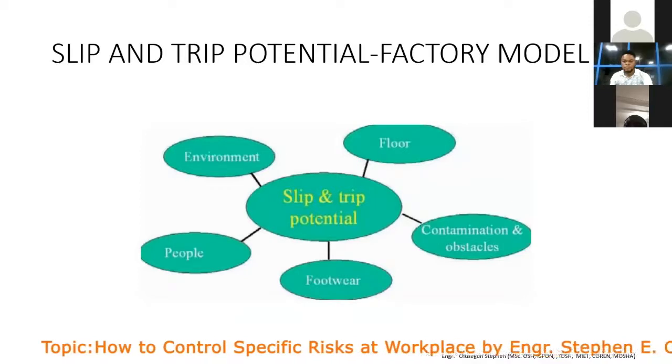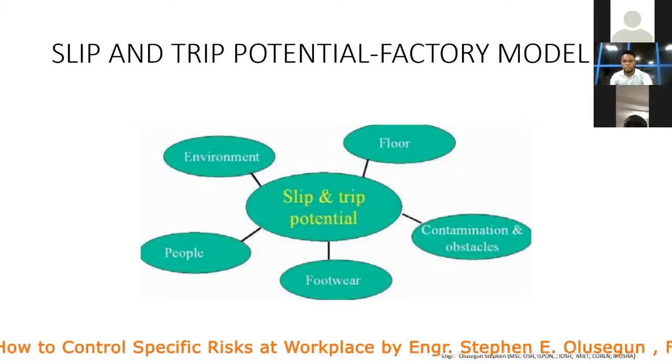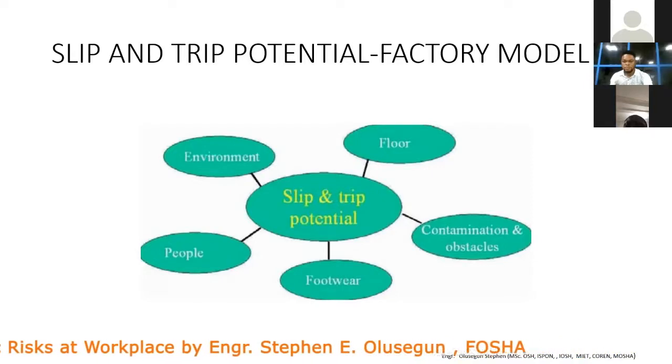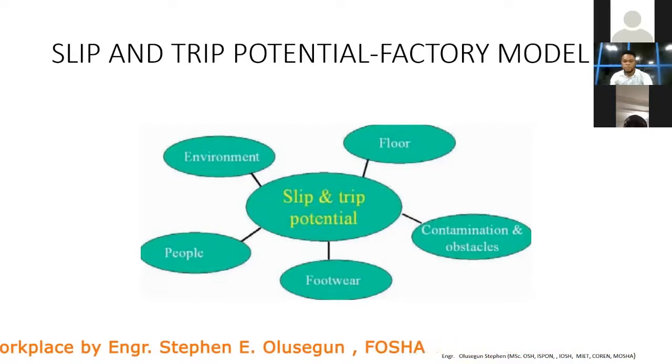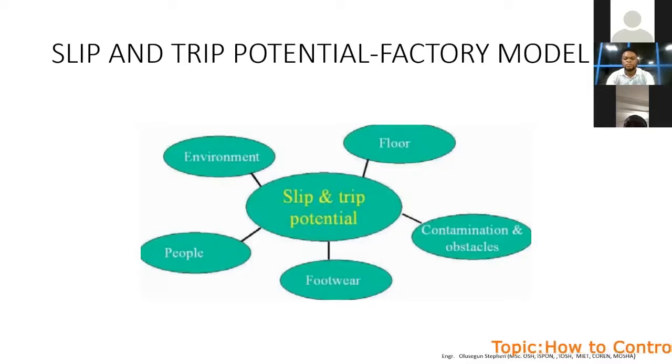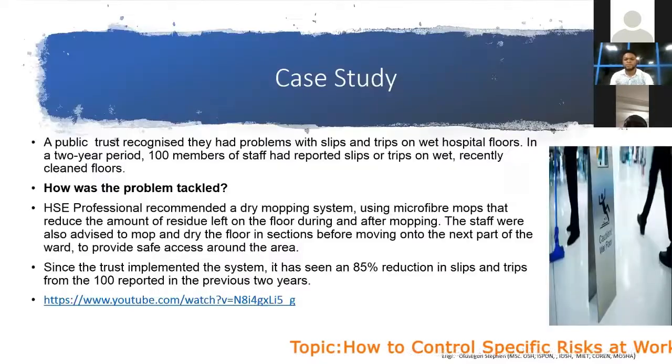So you look at the environment, we'll be dealing with some of these things in the long run. You're looking at the floor very well, the people's behavior, I mean, their training, the information you have about all these things, and then the footwear. You have PPE, but is it the appropriate one? And then the contamination and obstacles around the workplace in the factory can be of great importance for you to be able to control it.